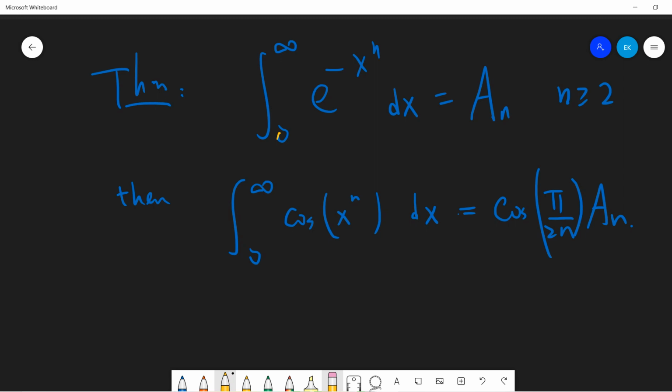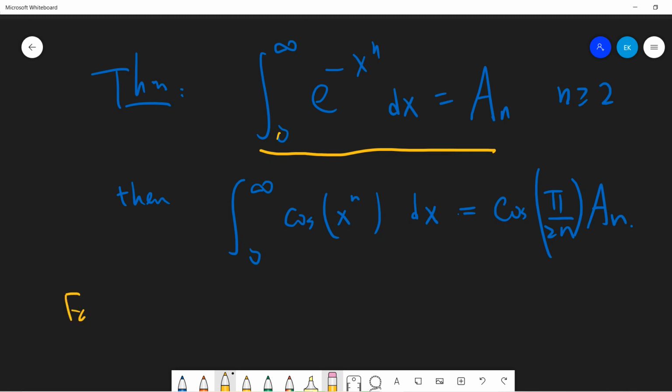Okay. So now this is another complex analysis video. One famous result is this. So let's first state this theorem. This theorem says that if the integral from 0 to infinity of exponential negative x to the n dx, which is hard to compute, for n greater than or equal to 2, is denoted a_n, then the integral from 0 to infinity of cosine x to the n dx will equal cosine of pi divided by 2n times a_n.